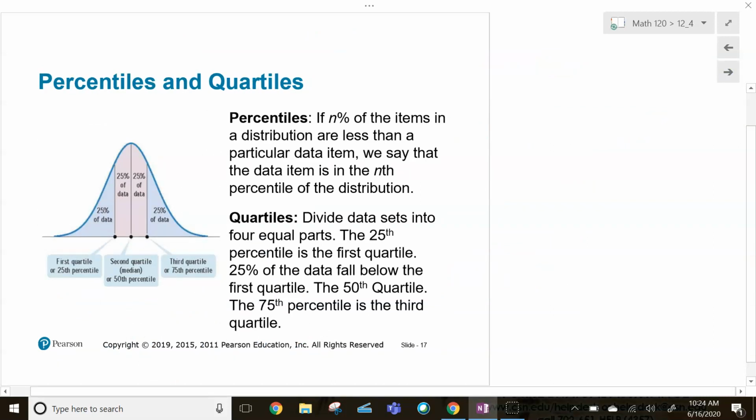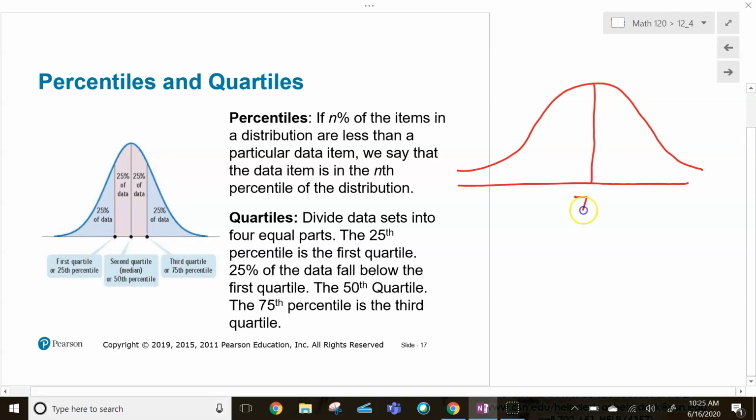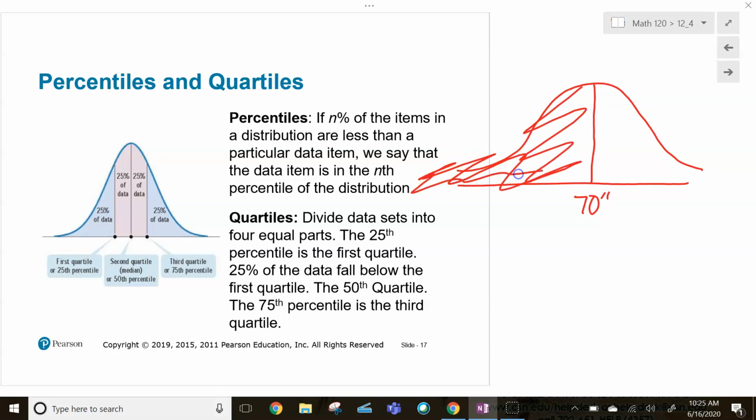All right, percentiles. It says if n% of the items in a distribution are less than a particular data item, we say that the data item is in the nth percentile of the distribution. For example, let's go back to adult male heights. We know that the mean of adult male heights in North America is 70 inches. If you're 5'10", you know half of the data, all 50%, is below, because it includes this little tail down here, right? You're in the 50th percentile.